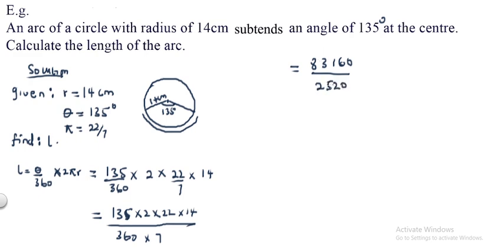If we divide the numerator by the denominator, we have 3 centimeters. So that means that the length of the arc in this problem is equal to 3 centimeters. That simply means that the distance between here to here is 3 centimeters. Let's look at another example.